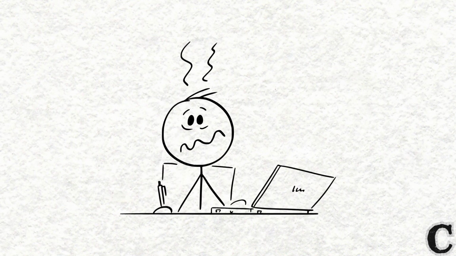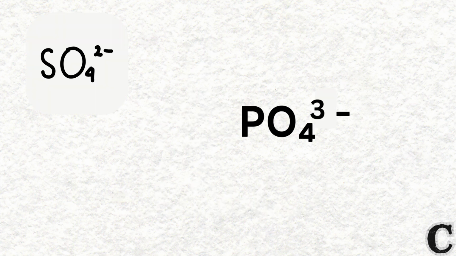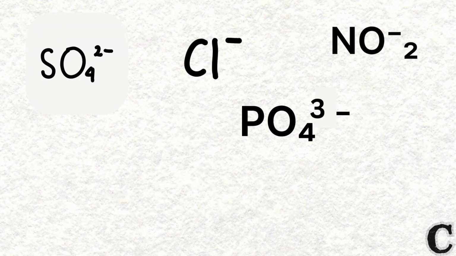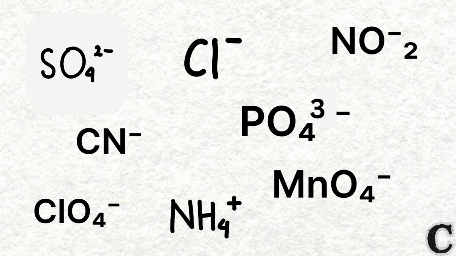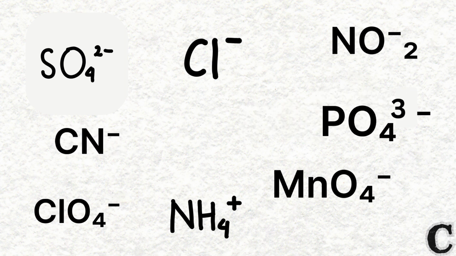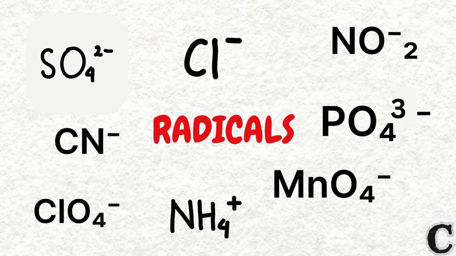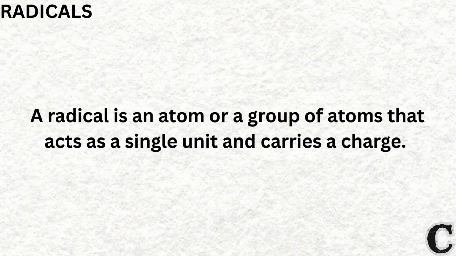Now, here's where students often get spooked. Sulfate, phosphate, nitrite, chloride, cyanide, perchlorate, ammonium, permanganate. What are these compounds? They are radicals. A radical is simply a group of atoms that acts as a single unit and carries a charge.